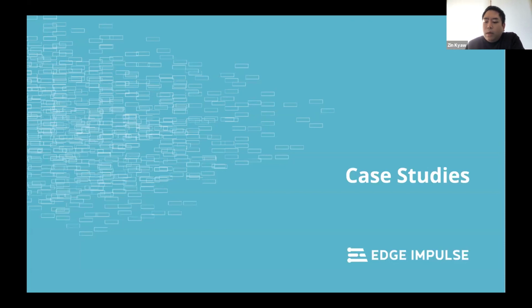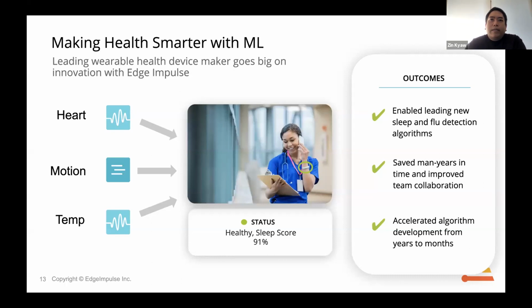So let's now shift to some of the case studies that we're seeing that could certainly be powered by something like the Portenta H7, of course. And just to give you a good idea of where we're seeing advances in embedded ML. So the first one is making health smarter with ML.